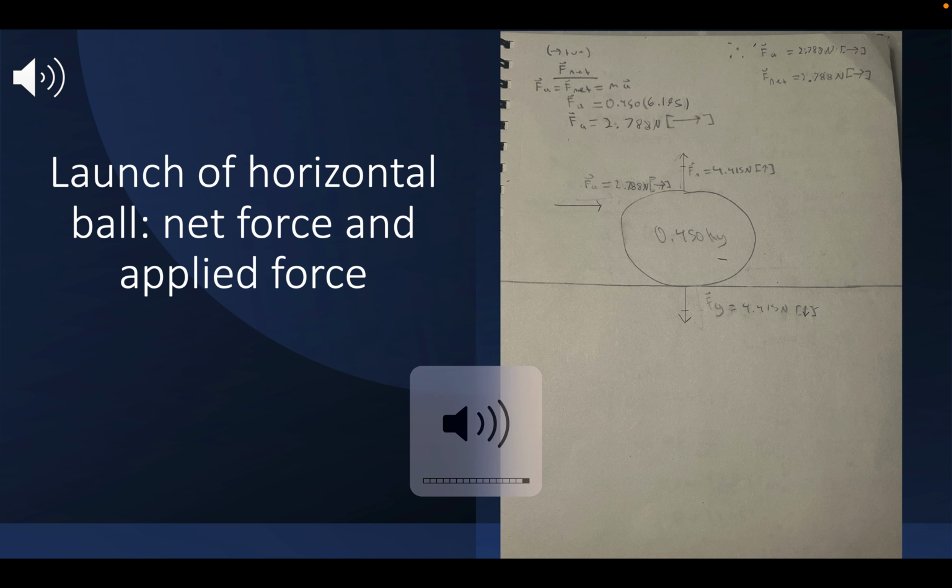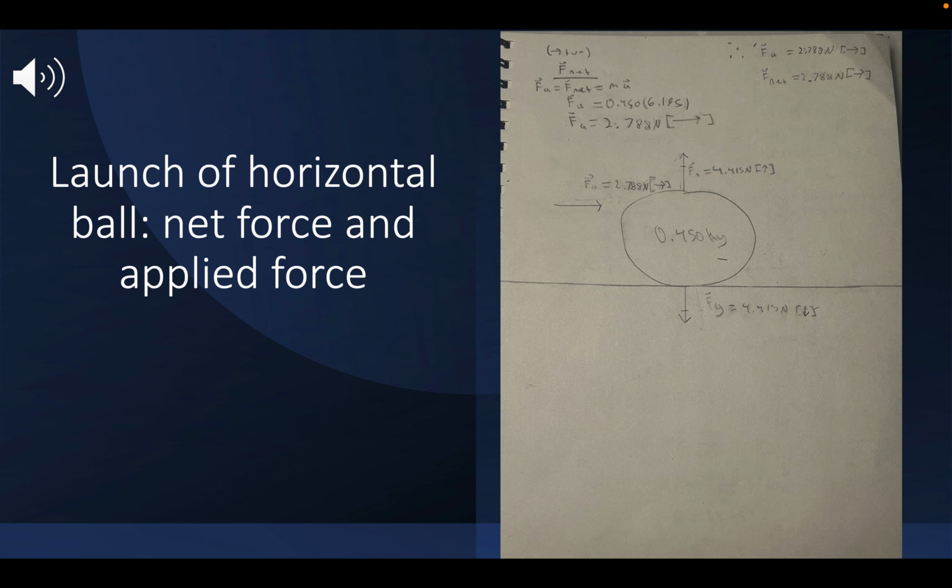Since we know that normal force and force of gravity are equal in magnitude and opposite in direction because of Newton's third law, we can say that normal force will equal 4.415 newtons upwards, and the force of gravity equals 4.415 newtons downwards. Now we are left to find the applied force.